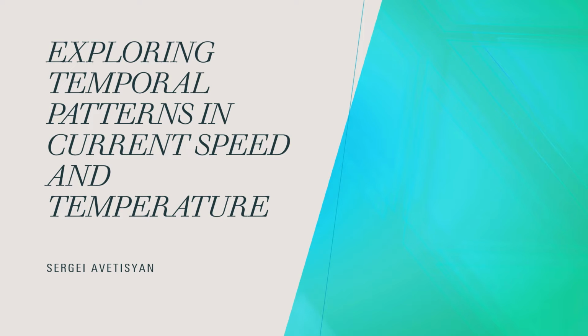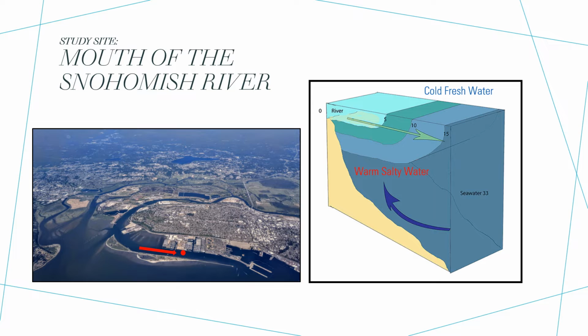Hello everybody, today I'm going to be exploring temporal patterns in current speed and temperature. This study was conducted using sensors located at the mouth of the Snohomish River, which flows into Possession Sound. As illustrated by the figure on the left, the sensors were positioned at the Everett Marina.